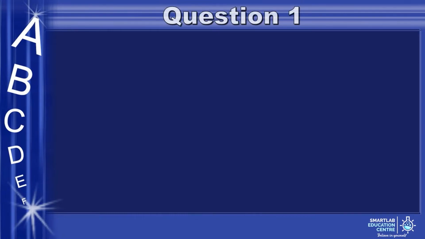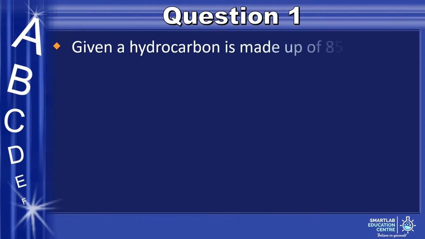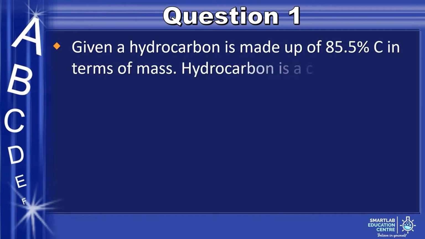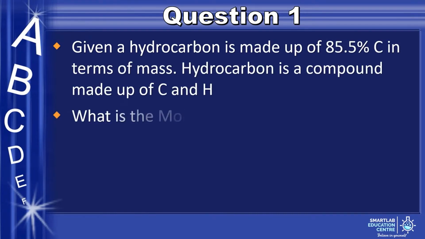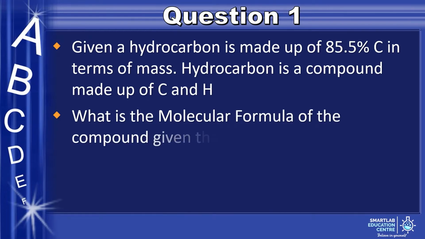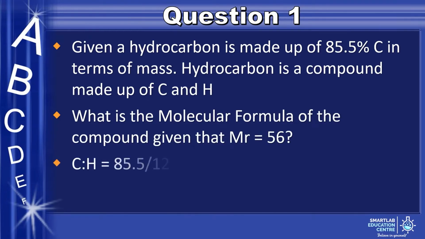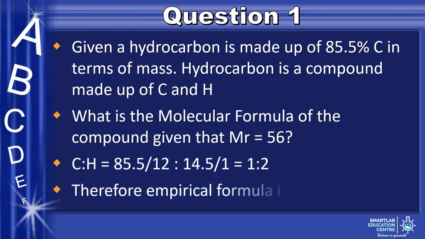Let's take a look at another question. Given that a hydrocarbon is made up of 85.5% of carbon in terms of mass, what is the molecular formula of the compound given that the Mr is 56? We will solve that the mole ratio of C to H is 1:2 and hence the empirical formula will be solved to be CH2.